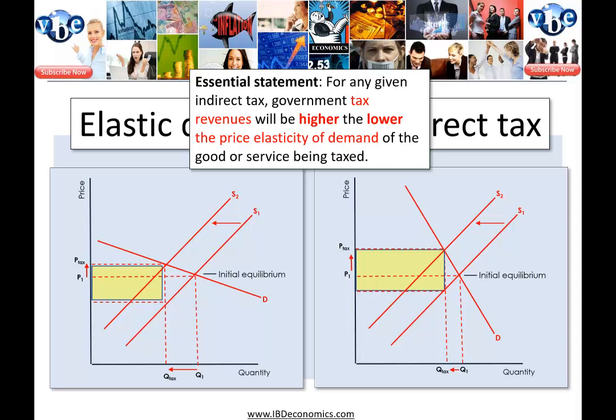Whereas with goods or services where the demand curve is relatively flat, it's elastic, government bangs an indirect tax on, the price will go up, but the quantity demanded is going to fall right away. So not so much tax gained on elastic goods, whereas quite a lot of tax is gained, a relatively larger proportion of tax is gained on inelastic demand.